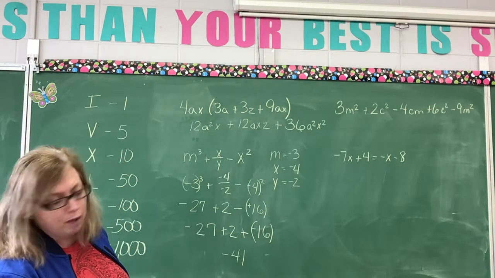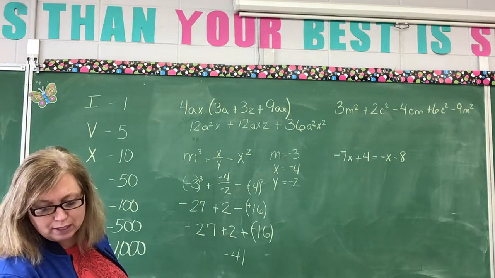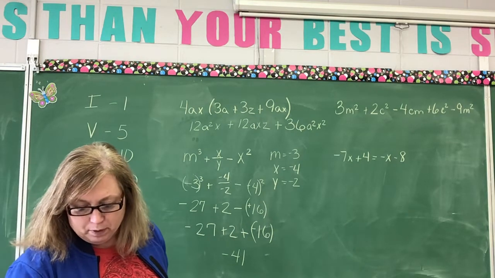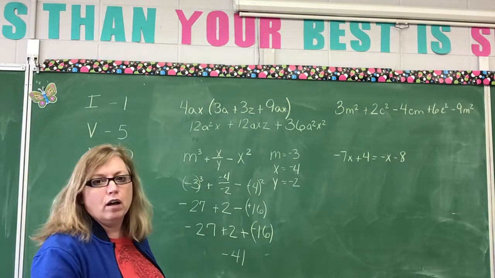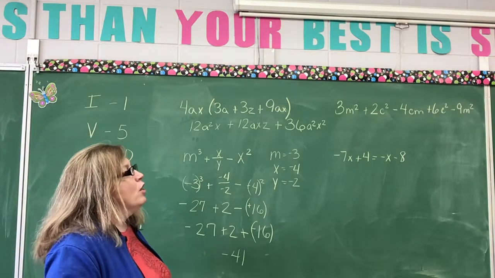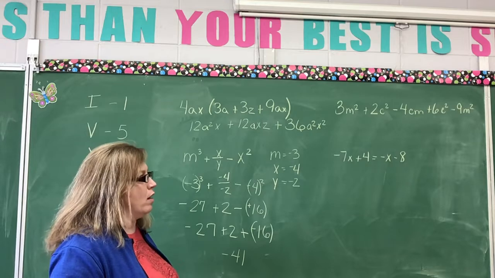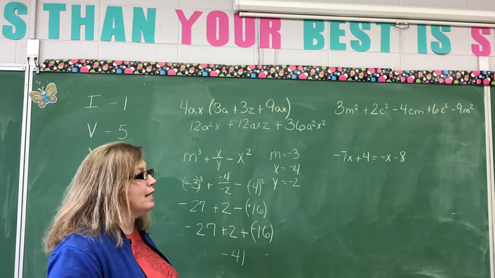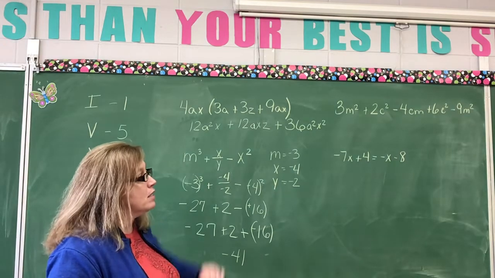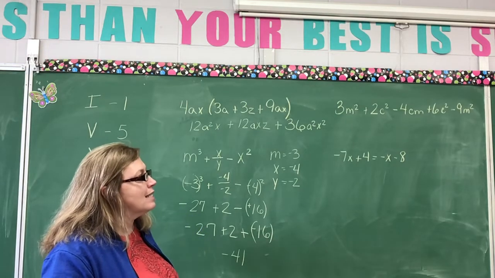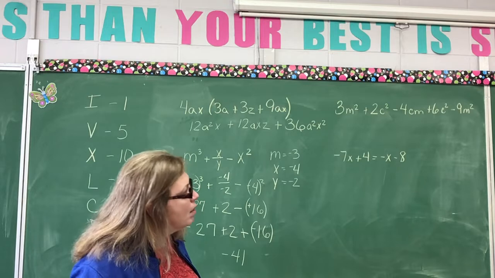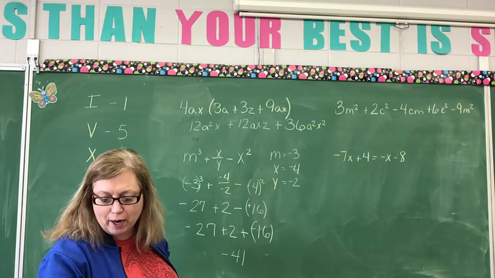This is going to be problem, I'm sorry, I should have marked this in my book. This is going to be problem 21. Problem 21: 3m squared plus 2c squared minus 4cm plus 6c squared minus 9m squared.